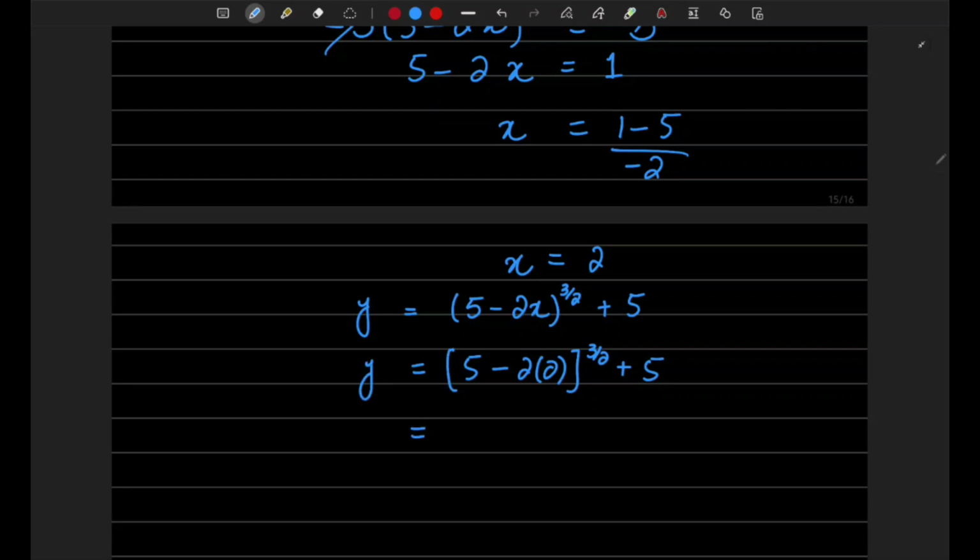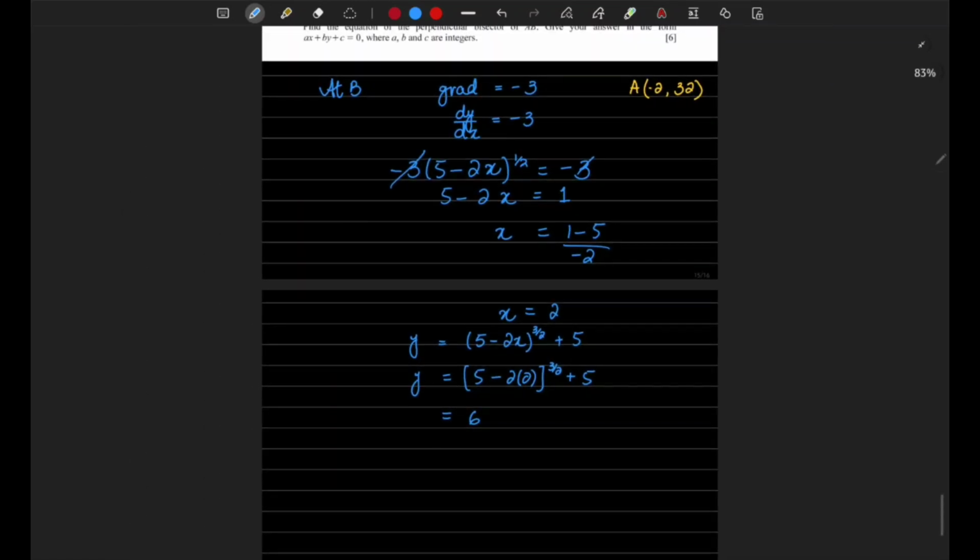5 minus 4 would be 1 and 1 plus 5 would be 6. So from the gradient at B, that means at B the derivative is minus 3, we equate it to the derivative that we already found in part A, and we get the x value and y value. These are the coordinates of point B: (2, 6). Okay, so now we have point A as well as point B.